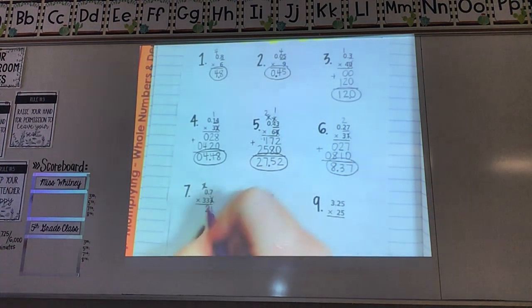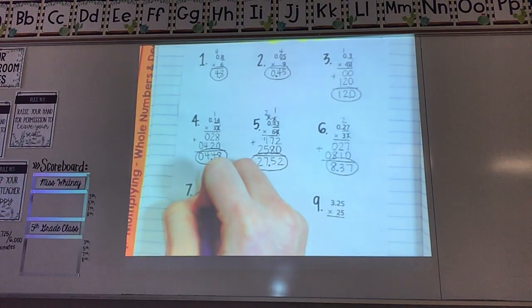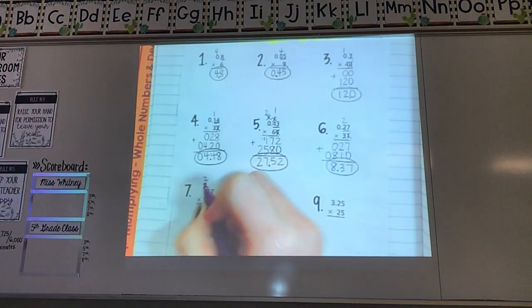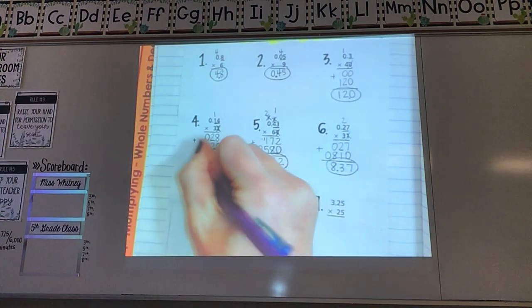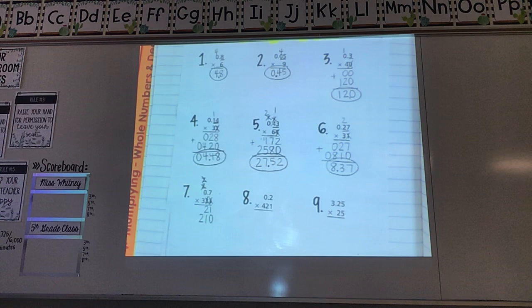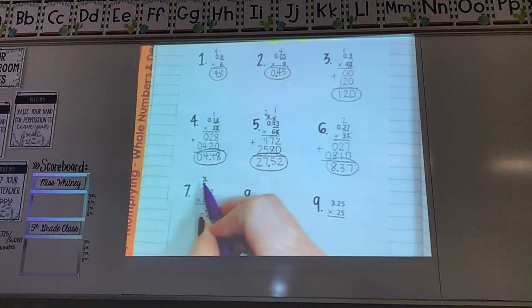3 times 7 is 21, so put my 1, carry my 2. 3 times 0 is 0, plus 2 is 2. I'm done with that 3, X him out, X this guy out. Now, we've never multiplied by 3 digits before, so I just made X's.